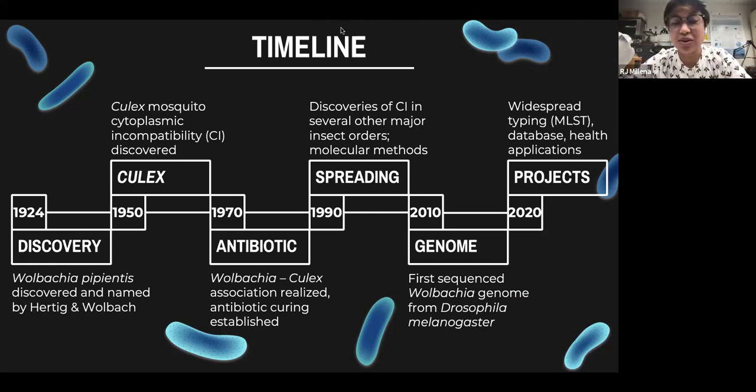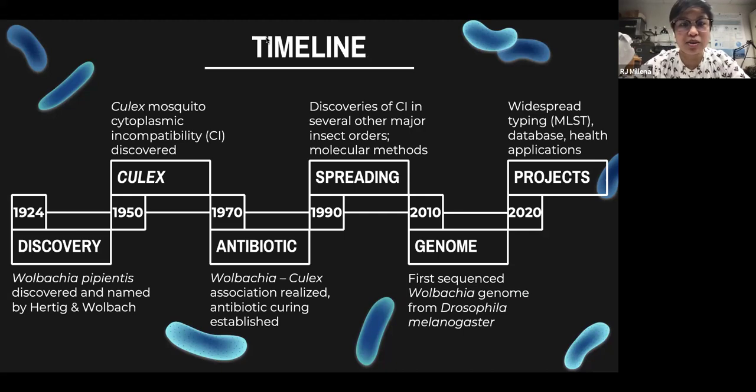Then it was spreading. By the 1990s, there were discoveries of cytoplasmic incompatibility in several other major insect orders, and molecular methods started being applied to those to see if these were the same bacteria or if there were other bacteria or what kind of evolution was going on in this system.